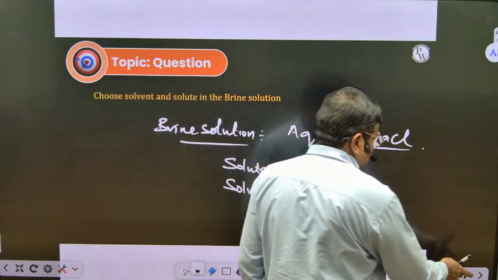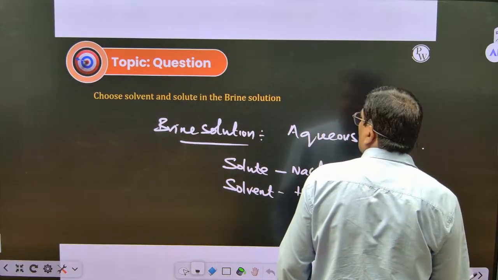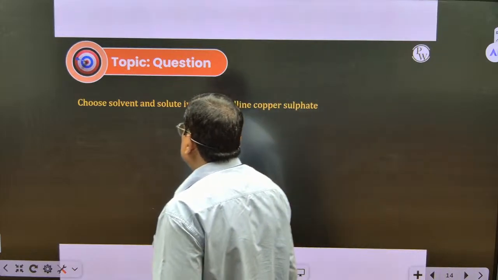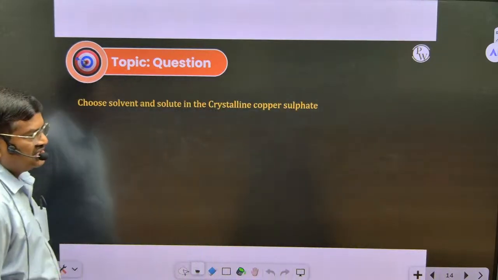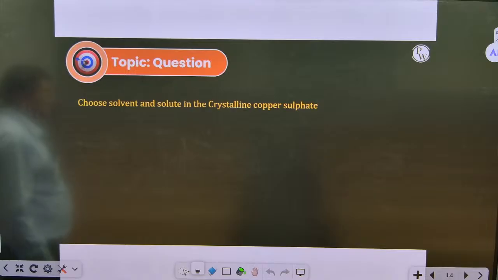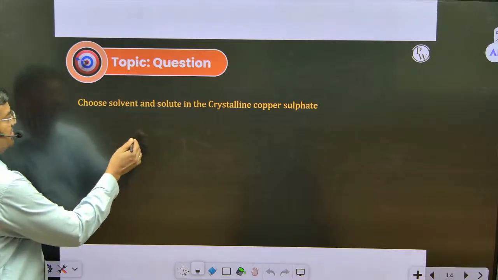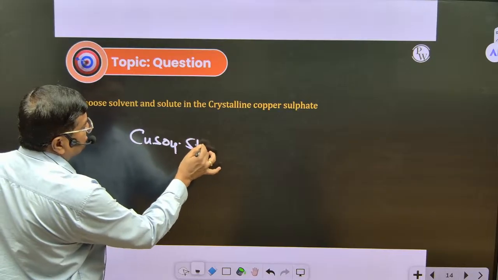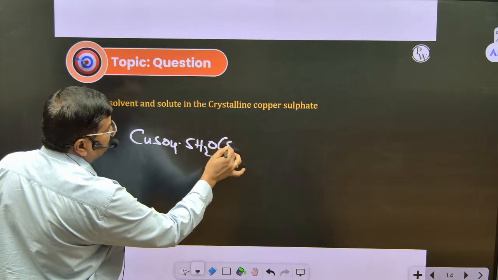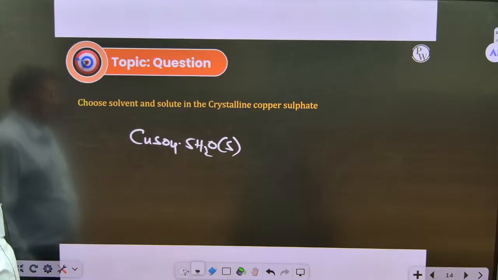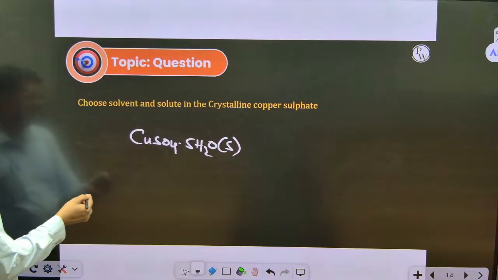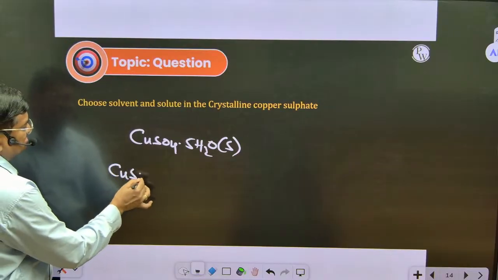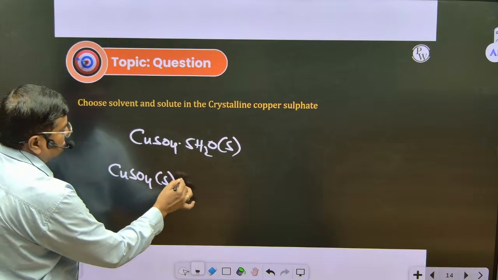Simple. Okay, next question. Choose solvent and solute in crystalline copper sulfate. What is crystalline copper sulfate, students? Blue vitriol. That is CuSO4.5H2O. What is the physical state of this solid? Actually, how do we get this blue vitriol? Copper sulfate physical state is what? Solid, no, student. Just now I taught you this one.